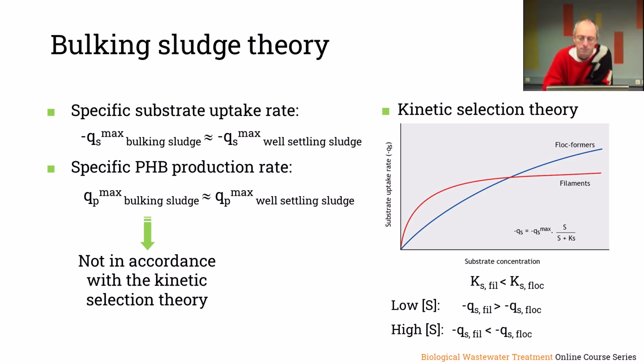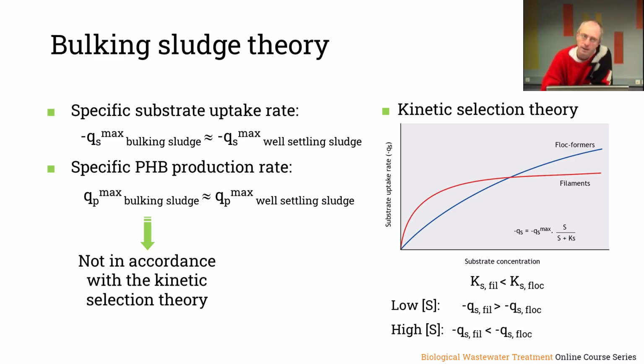So if you look at this bulking sludge, this kinetic selection theory, and we just use it in general terms, then we will find that we can explain our observations pretty well with the theory or the hypothesis brought forward by Chudoba about selection: low substrate concentration, filaments; high substrate concentration, flock formers. So if you want to use it for explaining what's going on, it's a very proper theory.